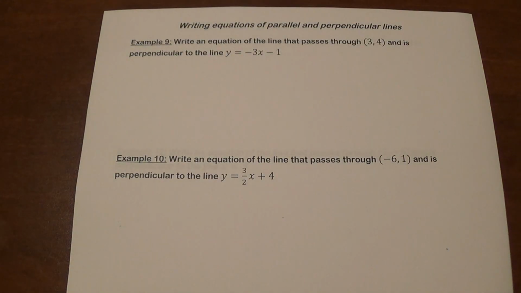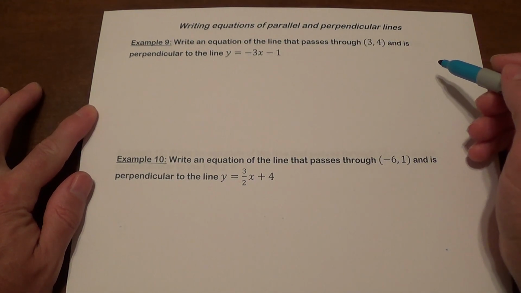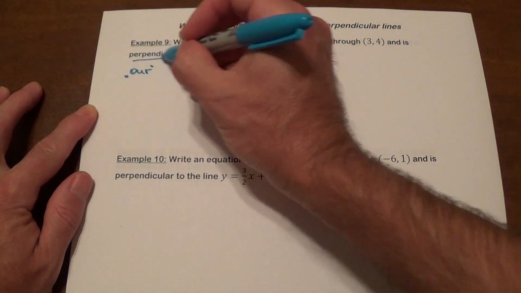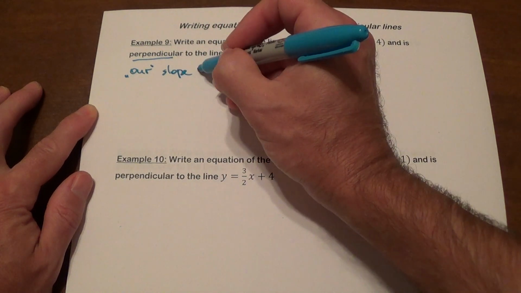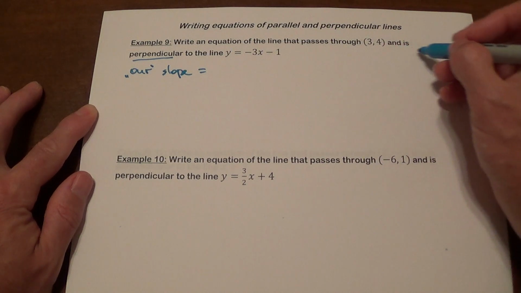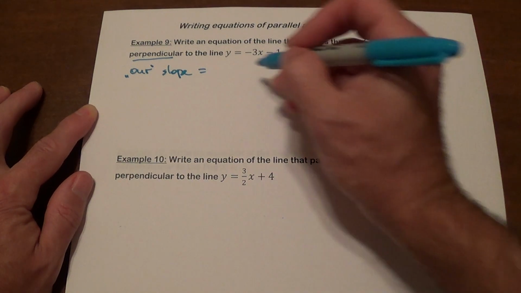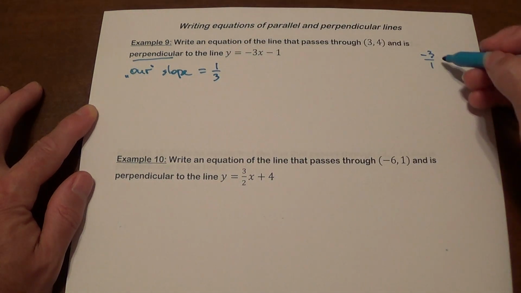Write an equation of a line that passes through (3, 4) and is perpendicular to the line y equals negative 3x minus 1. So our slope here, since we have perpendicular lines, our slope will have to be the opposite reciprocal of negative 3. What's the opposite reciprocal of negative 3? So you have negative 3 over 1. The opposite reciprocal there will be positive 1/3. Flip and change the sign.